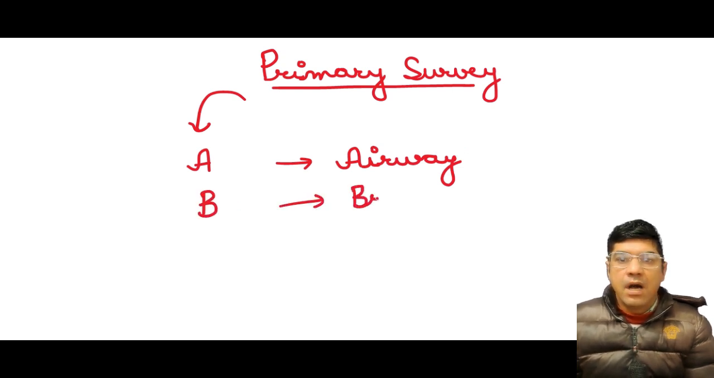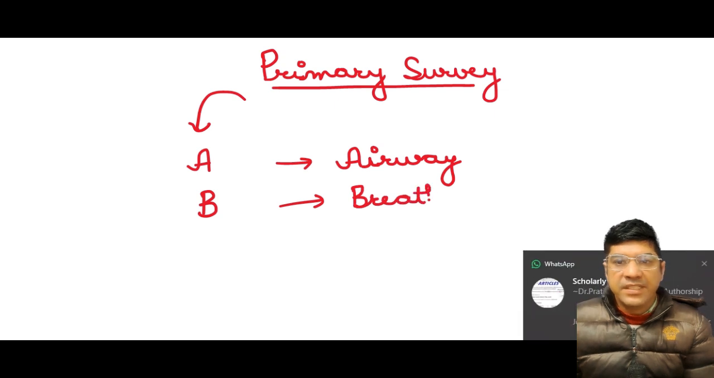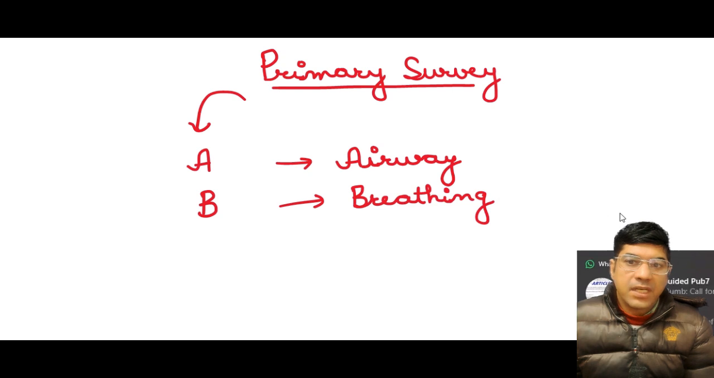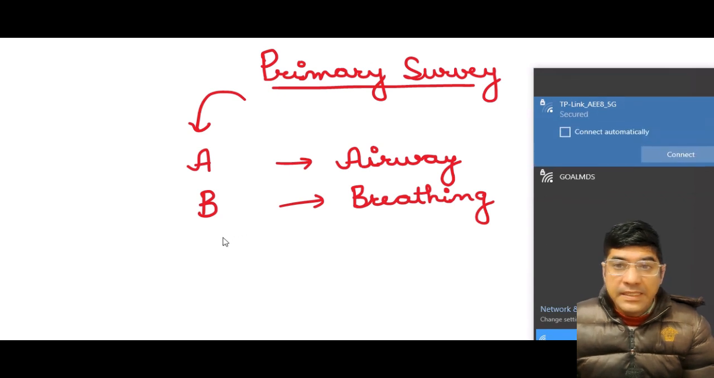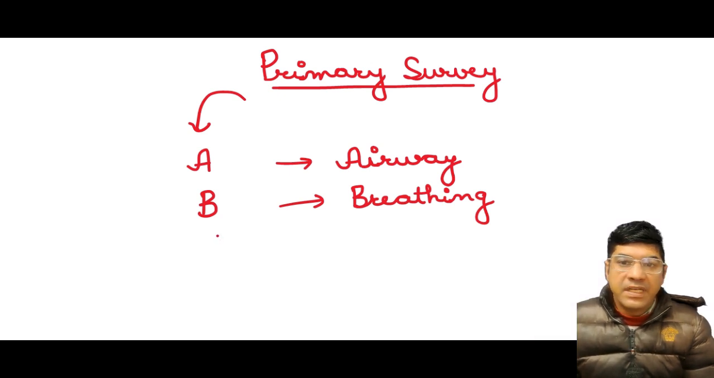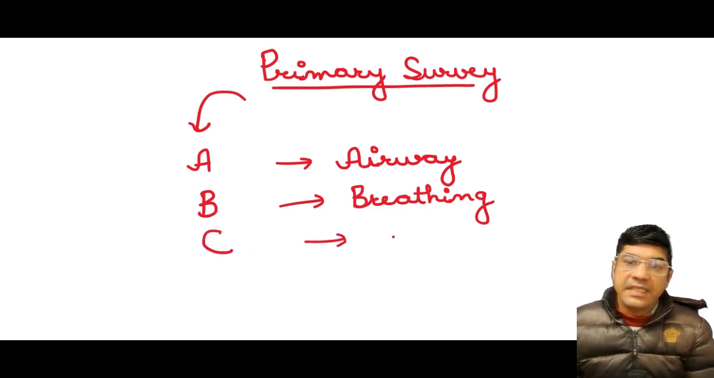Here we will assess how the patient's breathing is. Are they breathing normally or are they struggling? This could help us to identify issues like a collapsed lung or a rib injury that might be causing difficulty in breathing. The next step is C.